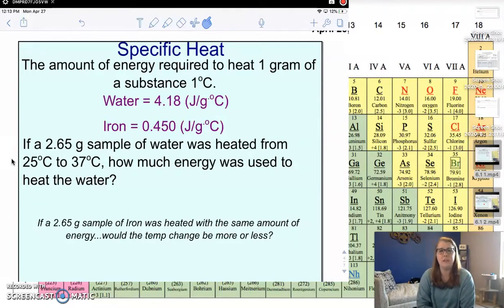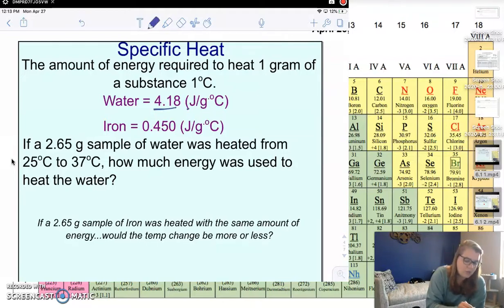So I've got two values here, water and iron. So even imagine boiling a pot of water, right? The pot itself gets really hot. The water takes a really long time to boil. That's because of those different values of specific heat. So for example, it takes 4.18 joules of energy to heat 1 gram of water 1 degree Celsius, where it only takes 0.45 joules of energy to heat 1 gram of iron 1 degree Celsius. So that's almost a 10-fold difference.